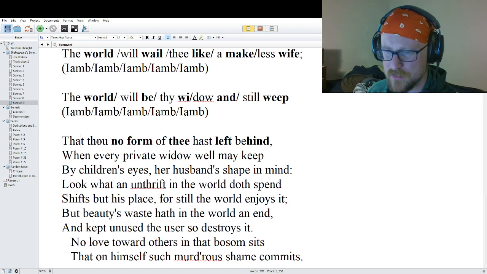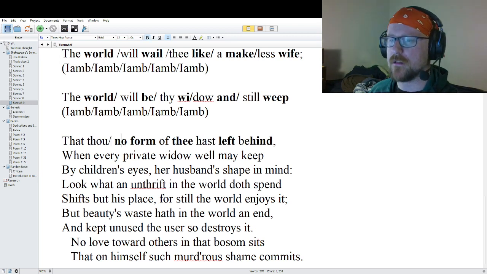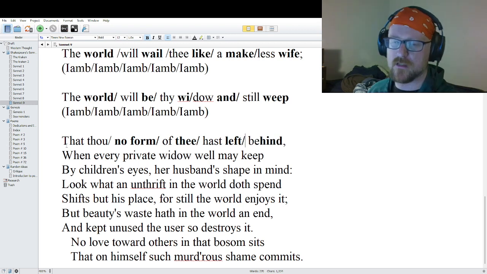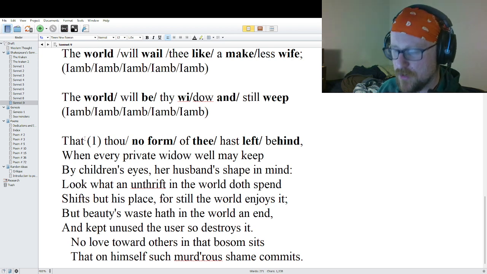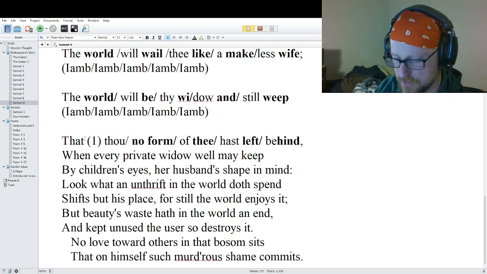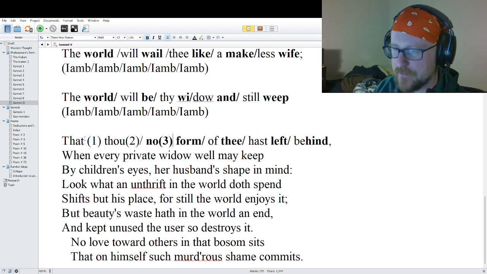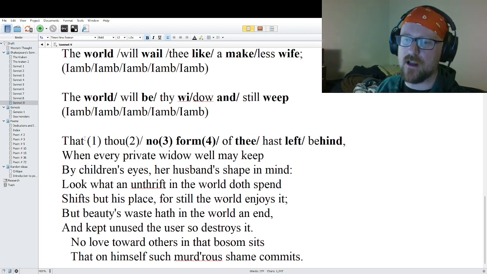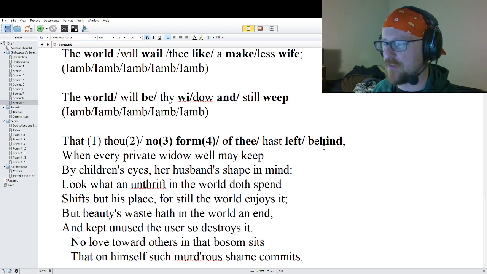And then what's going on here? If anyone knew, this is called a double ionic. So this is totally acceptable. It's a light, light, heavy, heavy pattern that occurs. We'll get more into it later, but there is a numbering system that goes with this. So it would be like this, guys. You have the one, which is the weakest stress. You have the two. You have the three, right? You have the four. So you can see that thou no form of thee hast left behind rises in rhythm, right?